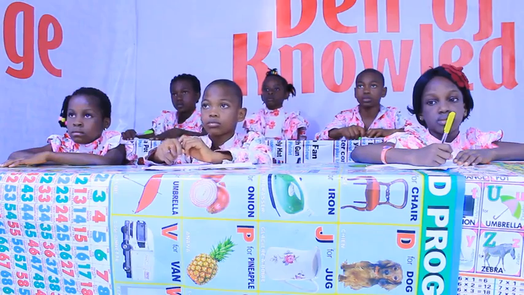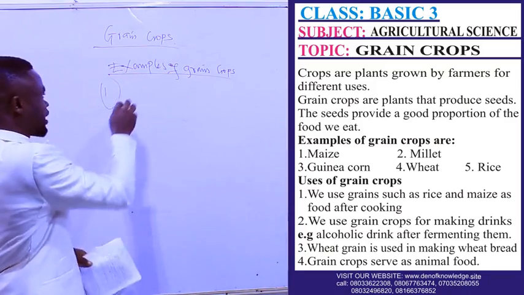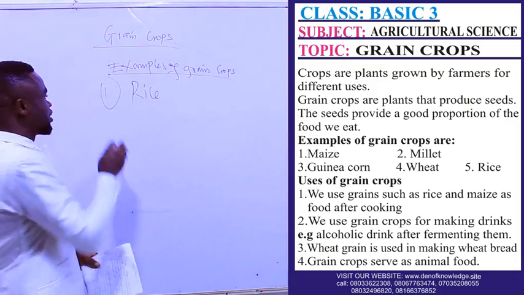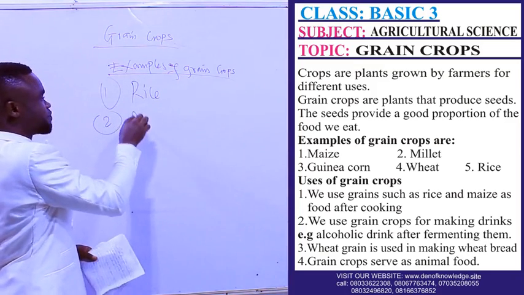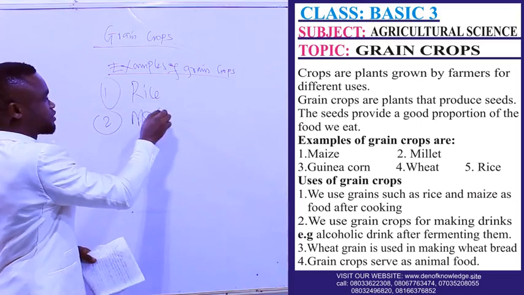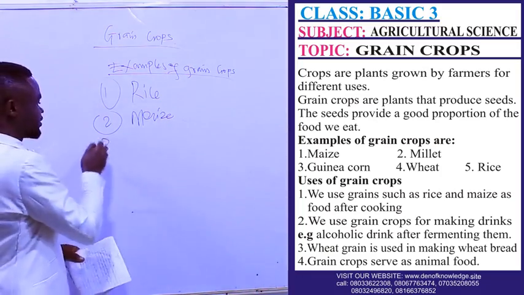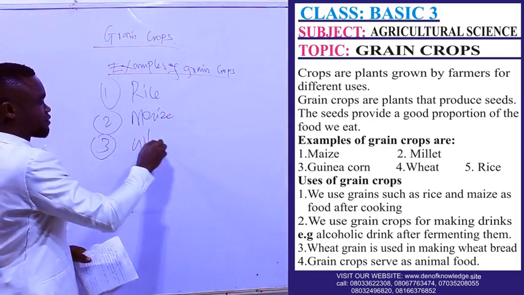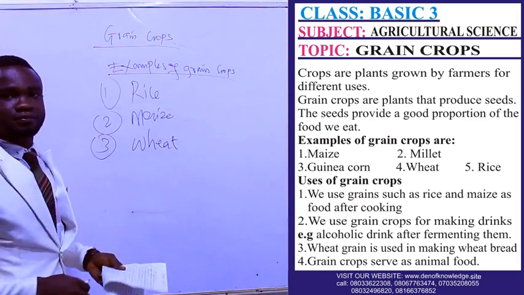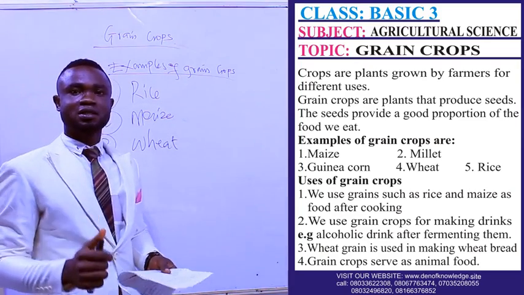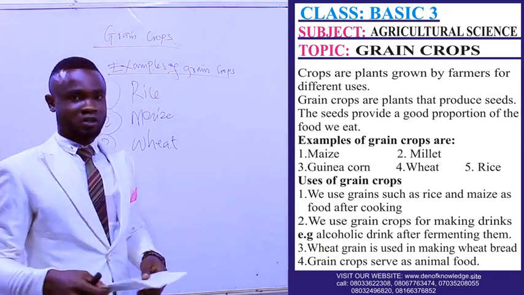Next one is maize. We have one, rice. Two is maize. Three is wheat. We have rice, we have maize, we have wheat.